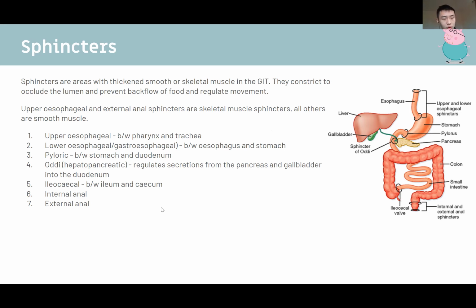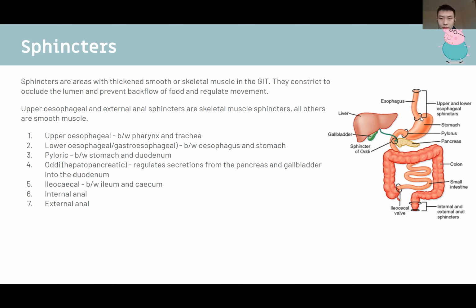So there's quite a few. You don't need to know too much about them really. You just need to know that they exist. So you have your upper esophageal, your lower esophageal, and then your pyloric sphincter, your sphincter of Oddi, which is actually a sphincter between your bile ducts and your pancreas. So this is what controls the release of bile and stuff into the duodenum. And then you also have your ileocecal sphincter, which is between the ileum, the small intestine, and the cecum, which is part of the large intestines. And then you also have your anal sphincters. And that's honestly pretty much all you need to know.